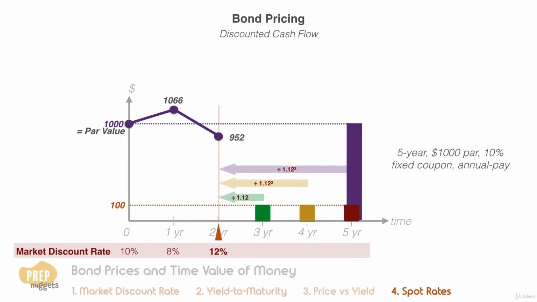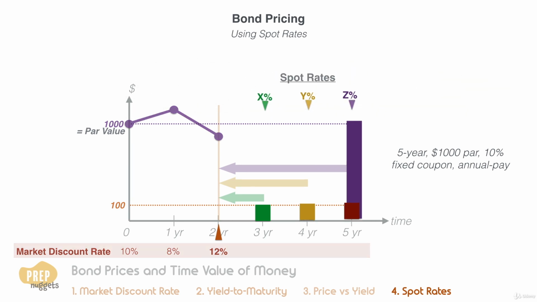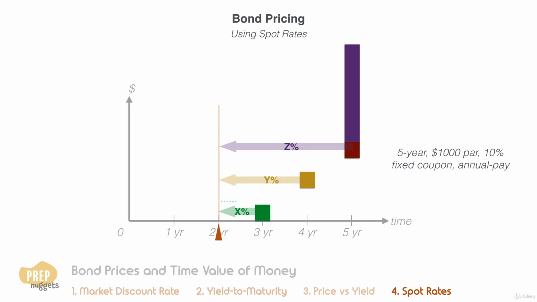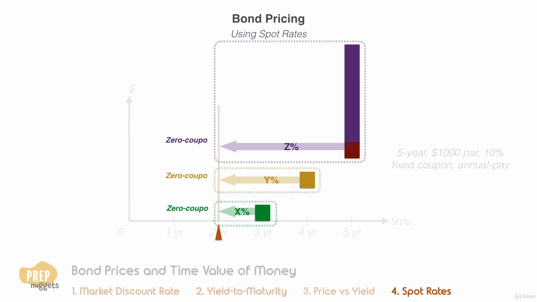For what we've learned about pricing bonds using the discounted cash flow method so far, we use the same market discount rate for every future cash flow. A more fundamental approach, however, is to use a sequence of market discount rates that correspond to the cash flow dates. These are called spot rates. If we isolate the cash flows, each of them can be viewed as a zero coupon bond maturing at the date of the cash flow. The spot rate can be viewed as the yield of the zero coupon bond.